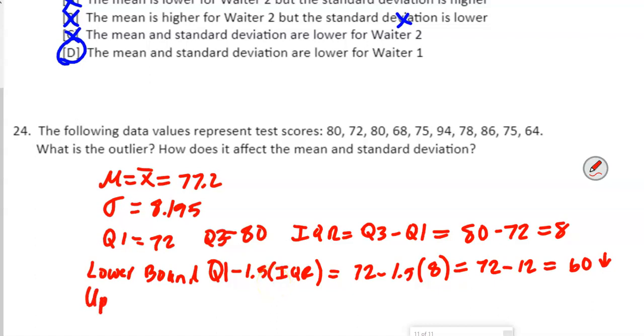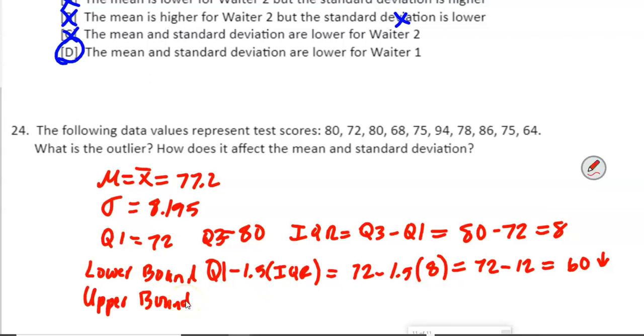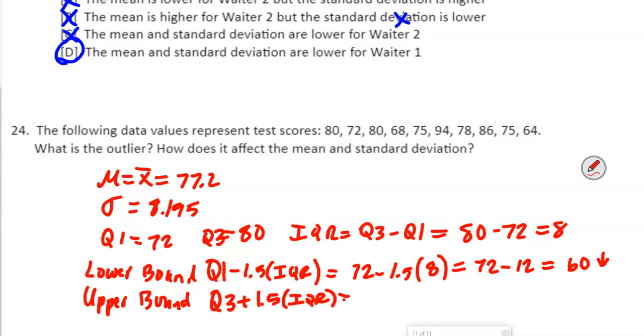Then we got our upper bound. And to do this one, this one's going to be Q3 plus our 1.5 times our IQR, okay? So that's going to be equal to our 80 plus our 12. We don't have to compute the IQR twice because we know what it was. It's right here. So that's going to give us 92. So then we're looking for any numbers that are above our 92, right? So now let's look up here at our numbers, okay? So we've got 80, 72, 80, 70, yeah, 68. Oh, look at 94. That's above our 92. So I'm thinking that's our outlier. It is our outlier, actually, guys. So our outlier is 94.